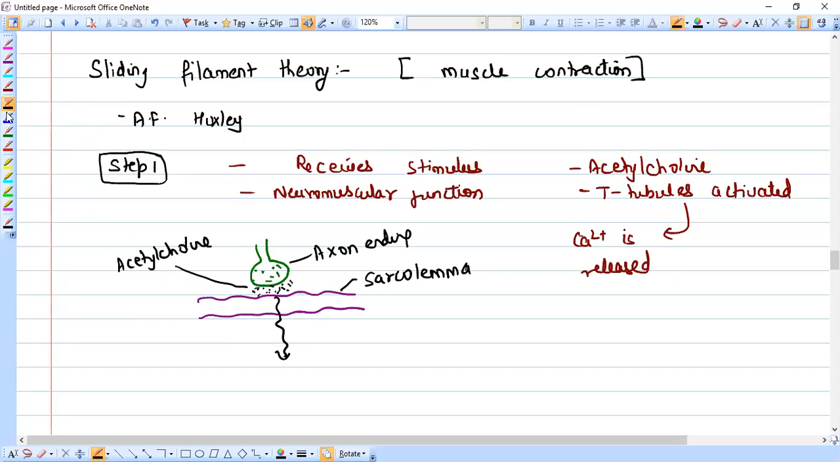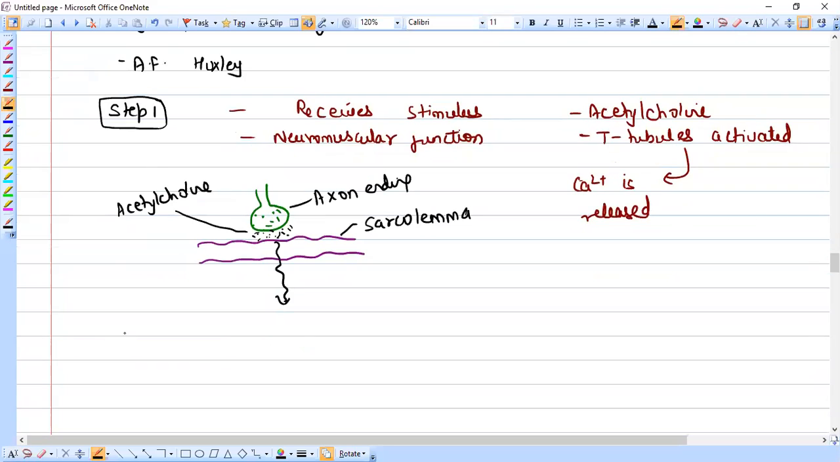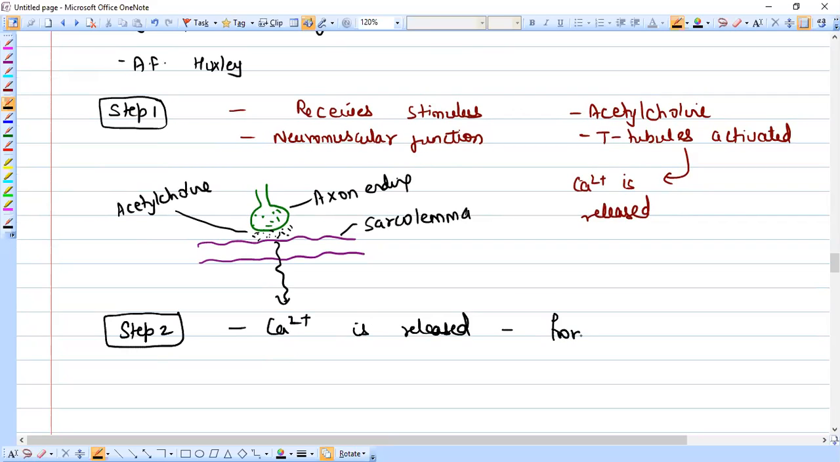So what is step number 2 now? Step 2 is the release of calcium ion. So let's take it in this way. Step 2, the calcium ion will be released. And as I told you, the troponin is more attracted towards calcium. So calcium ion is released from where? From the T tubule. And once it is released, what will happen?